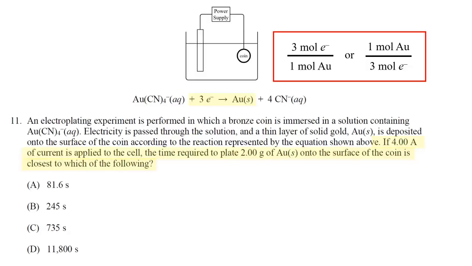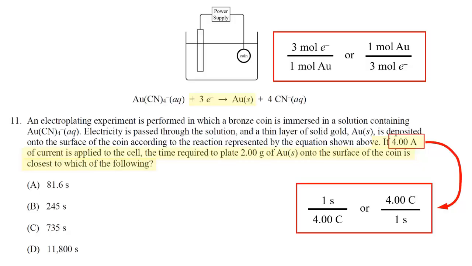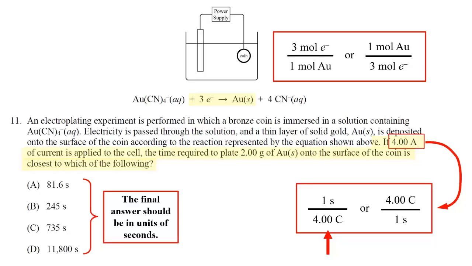If I have 4 amps and the definition of an amp is a coulomb per second, then I either have 4 coulombs over 1 second, or I have 1 second over 4 coulombs. Now, with respect to which of these conversion factors I will use to do the calculations in question 11, I predict that it's more likely I will be using this conversion factor that has 1 second on the top and 4 coulombs on the bottom. Since the final answer should be in units of seconds, I would think that putting seconds on top would be an important part of my conversion factors.